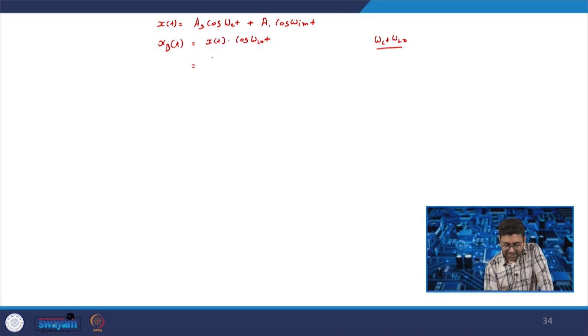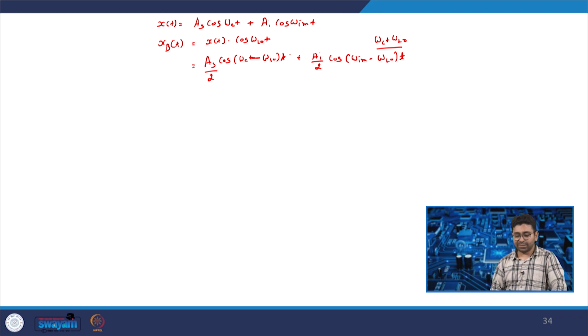So, we can write xb(t) as cos (omega c minus omega LO) t plus a_i by 2 cos (omega im minus omega LO) t. So, this will be at xb(t), it has the same amplitude and half will be there.